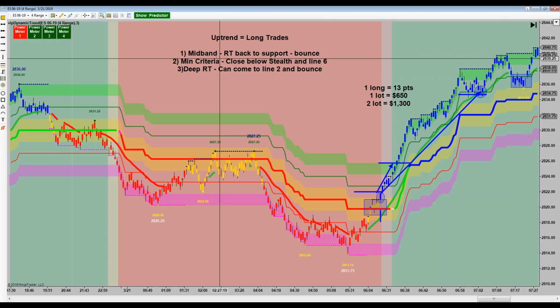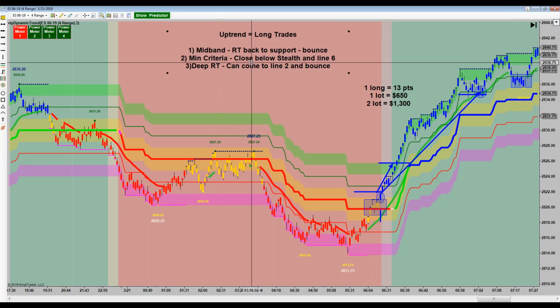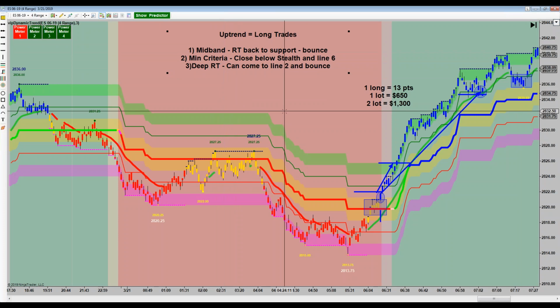Here's our definition over here. It's right to the left. We just put it in here, right? For long trade entries. 1, 2, 3. There's the 3 trade types, right?